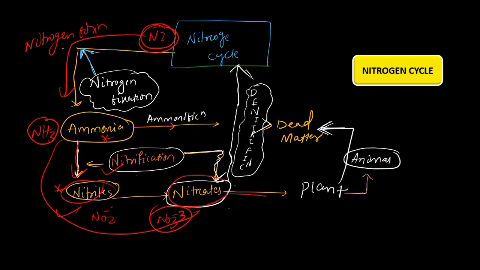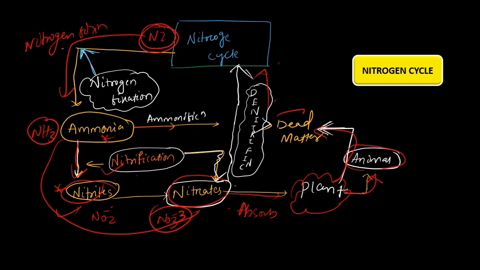Then this nitrate is absorbed by a plant. After absorbing it, the plant is eaten by an animal, and then the plant and animal both die. After death, this is known as decaying of material. From this decaying material, the nitrogen is converted into a different form of nitrogen. This process is known as denitrification.